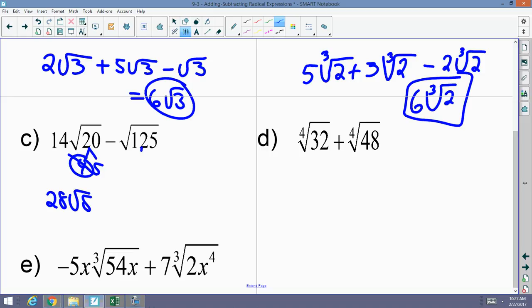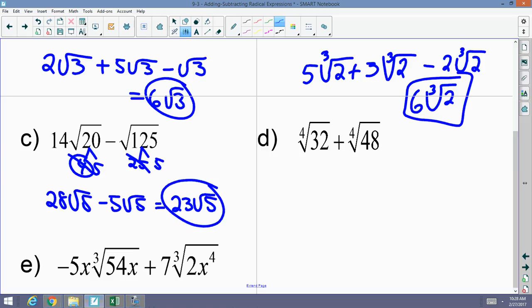How about this bad boy over here? 25 and 5. So the square root of 25 is 5. Square root of 5. So what's 28 square root of 5 minus 5 square root of 5? 23 square root of 5. Very good. Beautiful, guys.